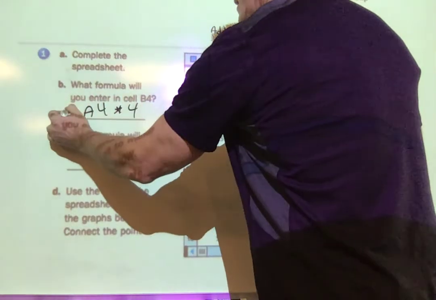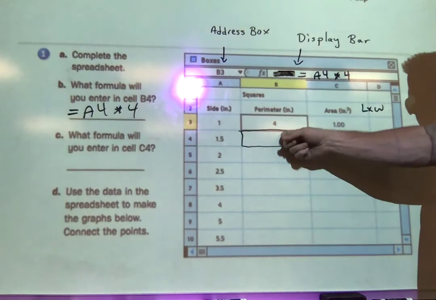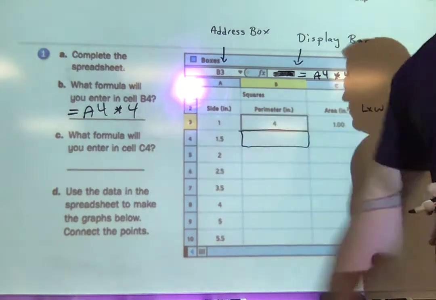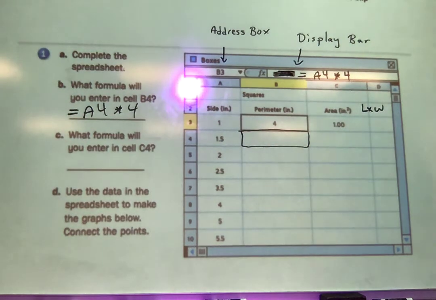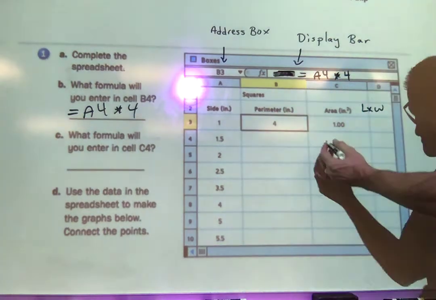Okay, and the formula, remember, you have to start it with an equal sign. Equals A4 times 4. If I program that in there, it'll automatically do it for me. Okay. On C, what formula will you enter in cell C4? So now, I don't want B4, I want C4.